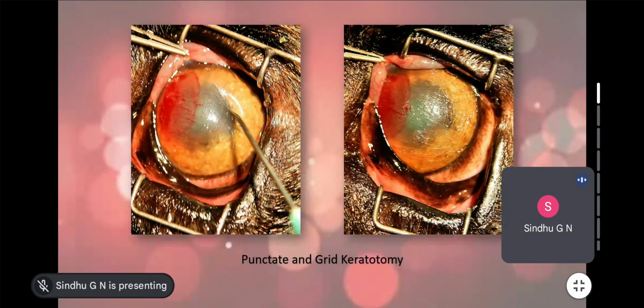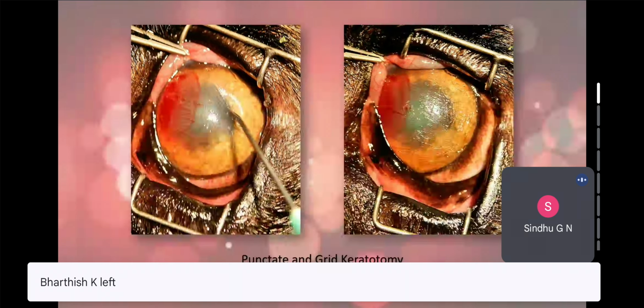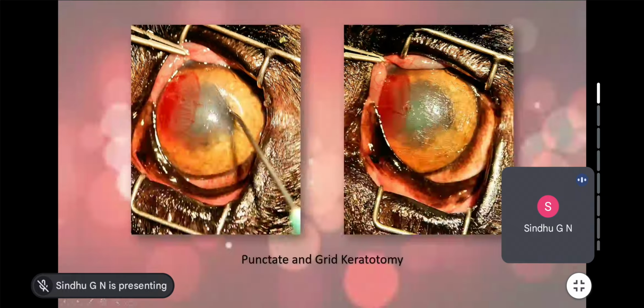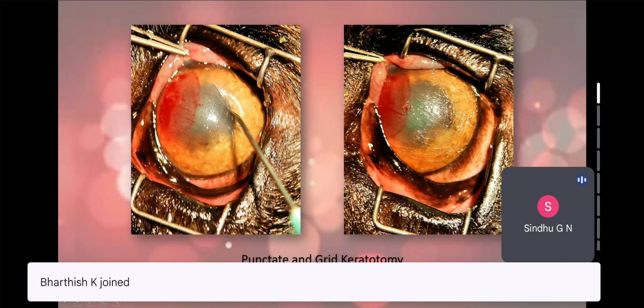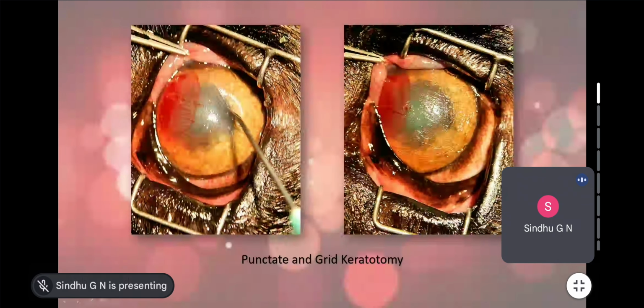Another technique for non-healing ulcer is punctate and grid keratotomy, where we make small defects on the cornea and will improve vascular supply towards the ulcer and help it heal faster. So punctate keratotomy, multiple punctate lesions, not deep, but just to make a dent. We use a normal hypodermic needle and make multiple dents over the cornea. And grid keratotomy, we make grids over the cornea in crisscross lines all over the cornea, starting from one side of the limbus to the other side of the limbus, so that blood supply will be there and vascularization will be there and it will promote healing.